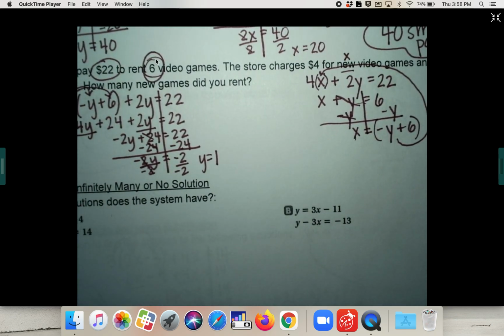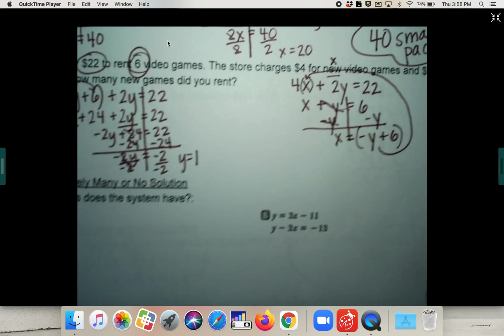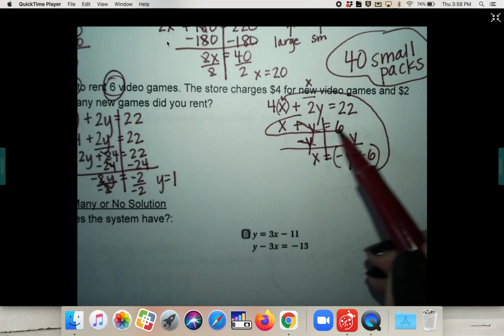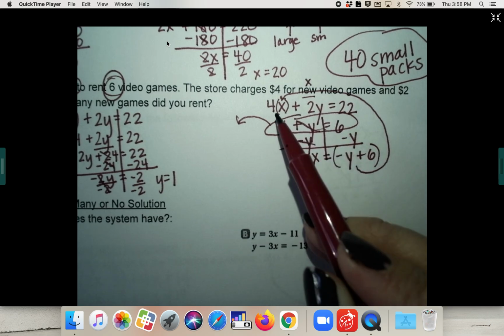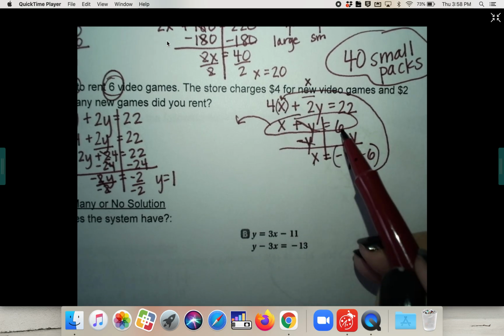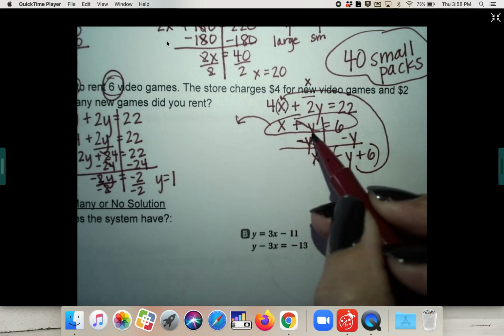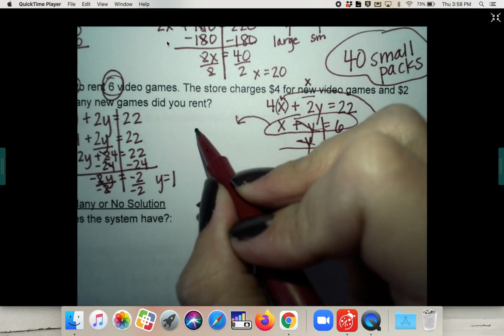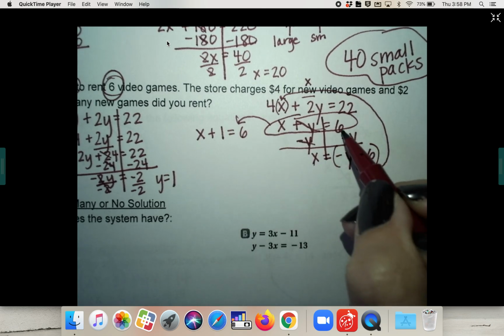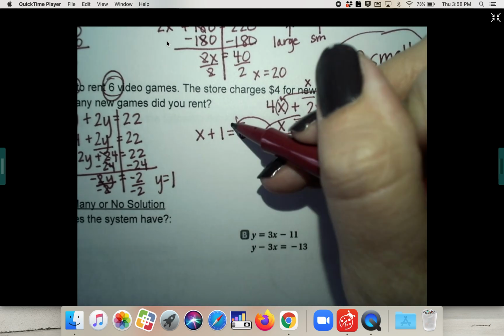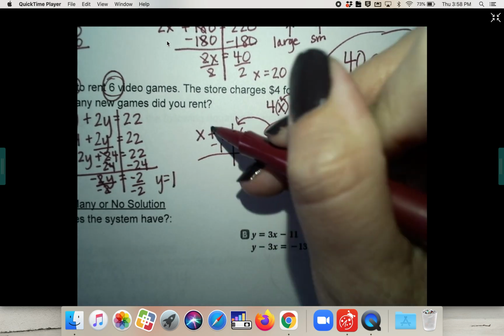But if you don't know that, if this is math that's hard for you to figure out in your head, take either one of your equations. I'm going to take this one because it's a lot easier. It doesn't have things being multiplied by it. It's just basic. And now that I know what y is, I'm going to put x plus, not y, but 1 equals 6. And I'm going to solve it. I'm going to subtract 1 from both sides.